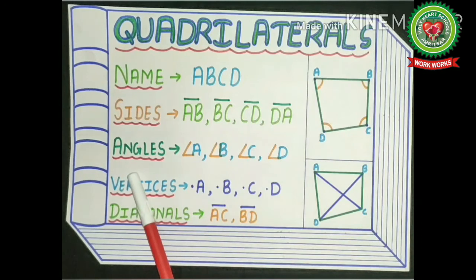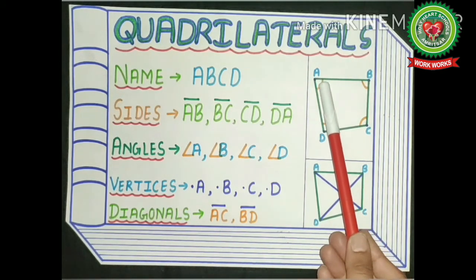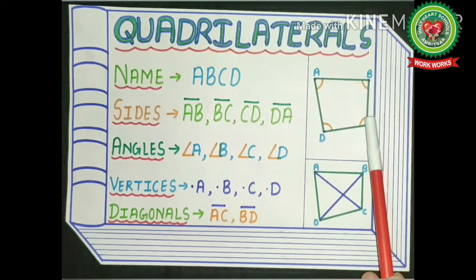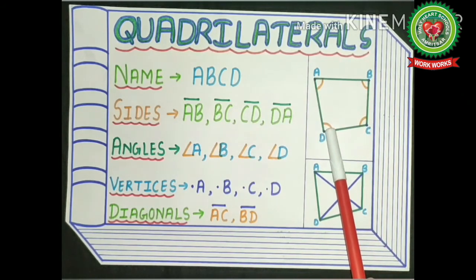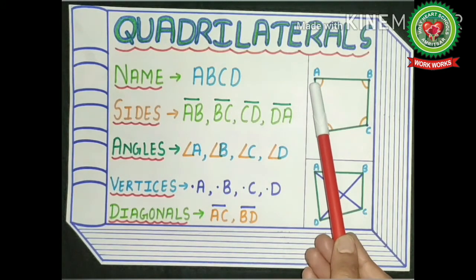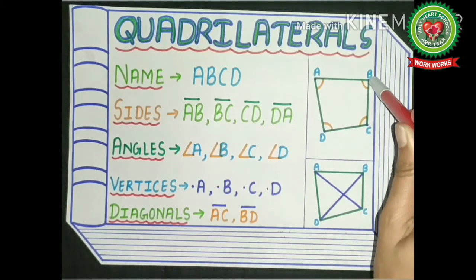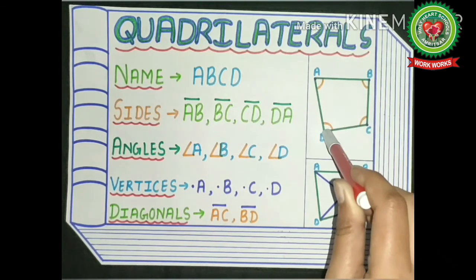Now angles. According to this figure, angle A, angle B, angle C and angle D. Now students, vertices. 4 vertices are there in a quadrilateral: vertex A, vertex B, vertex C and vertex D.